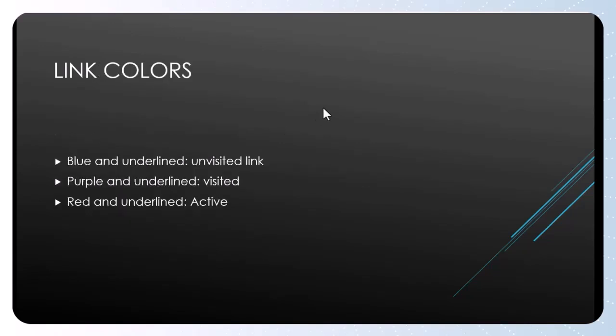Link colors: if it is blue, it's an unvisited link. Purple is a visited link, and red is an active link, which you're currently on. And those will be underlined. Those are the default colors, and you can change that with CSS later. We'll learn how to do that, but the default is how it's going to appear.